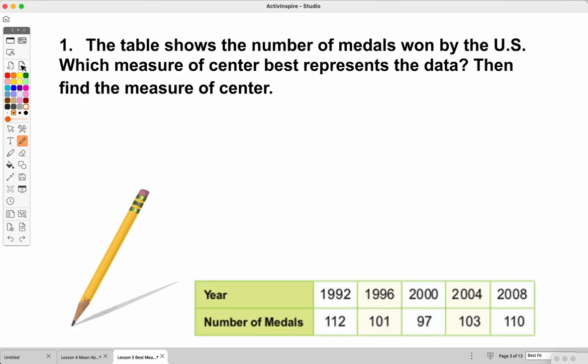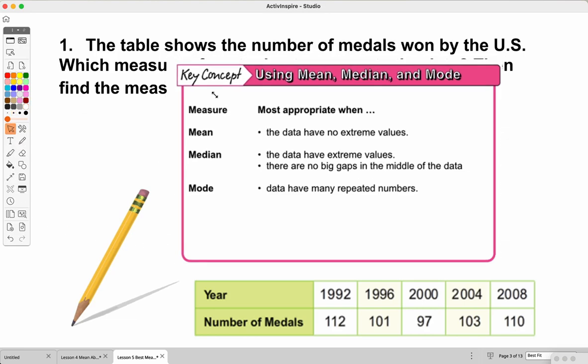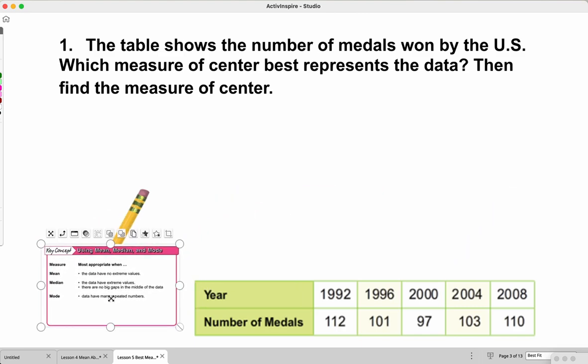First, we're going to take a look at some data to see which is the best measure of center. I went ahead and copied this, and I'm going to put this in a corner over here for us to use as our talking point. Let me stick it over here in the tiny section on top of our pencil.